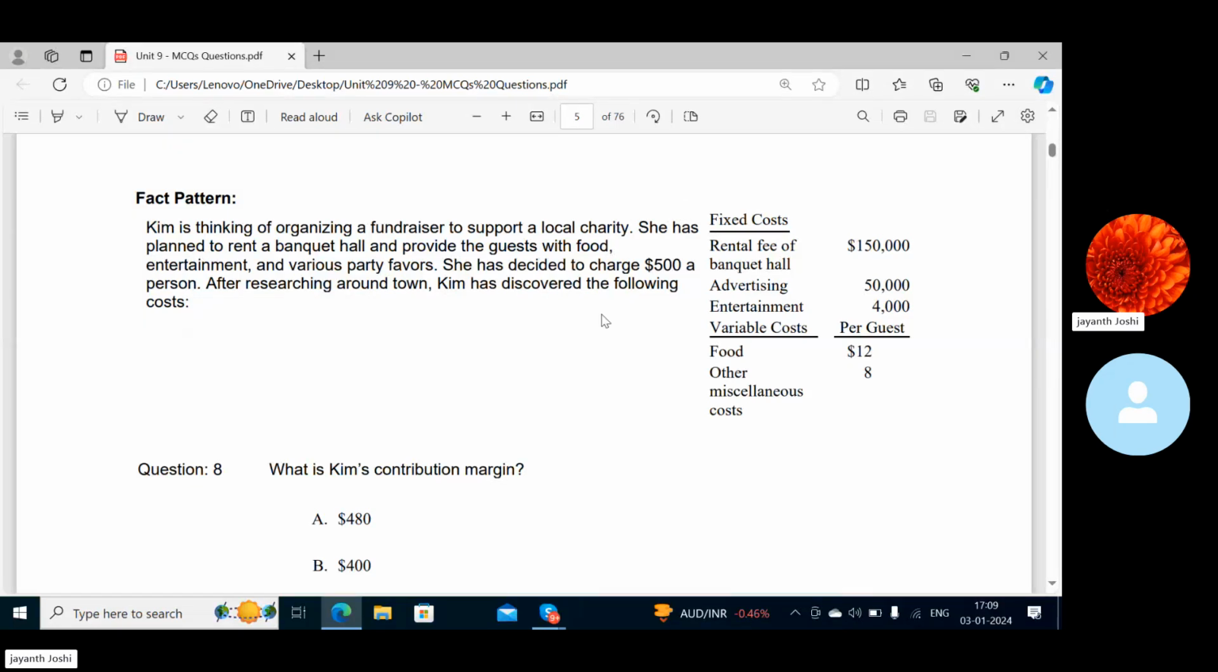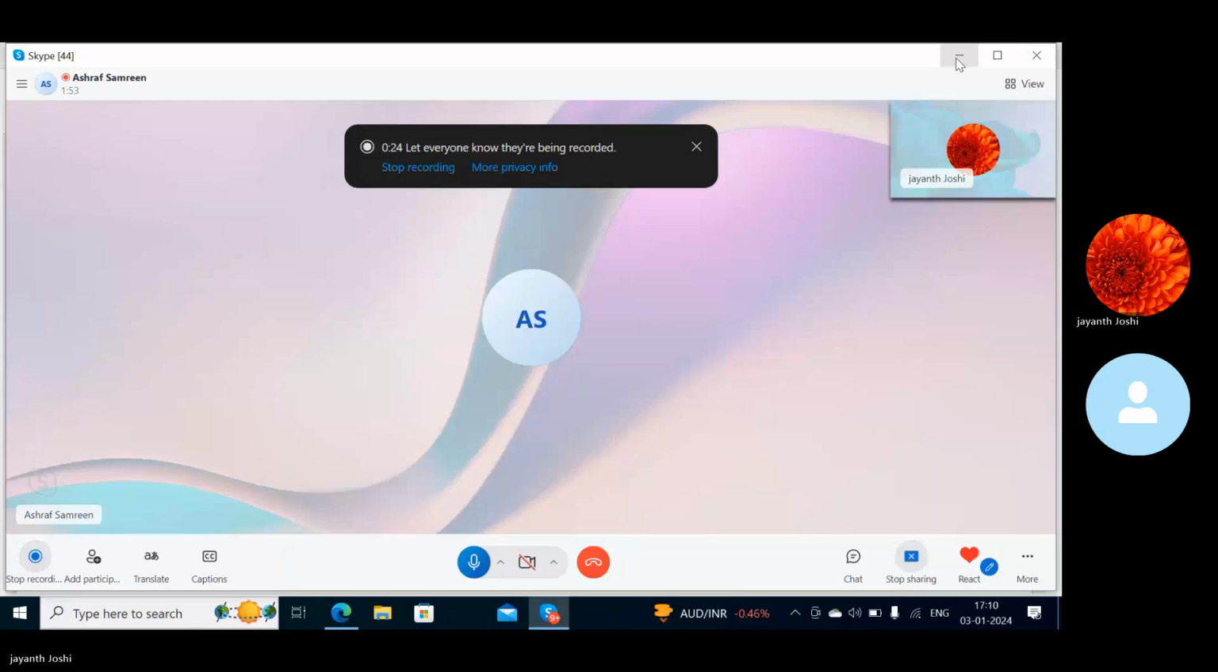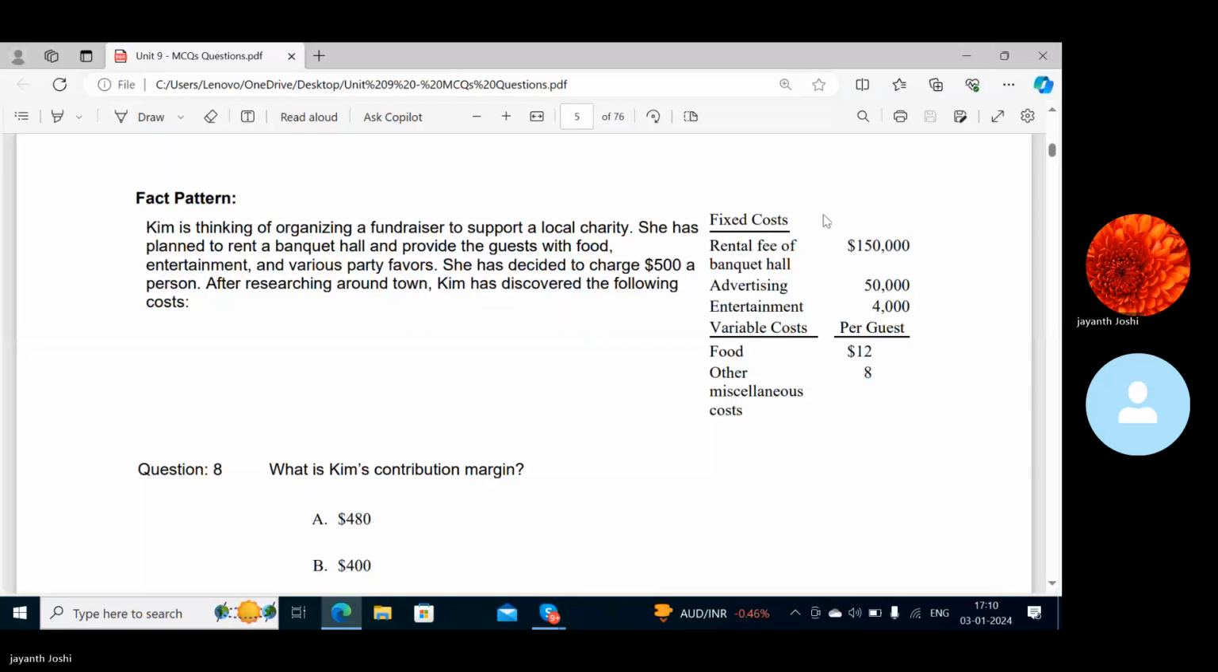Kim is thinking of organizing a fundraiser to support a local charity. Okay, and has planned to rent a banquet hall, and the screen is not visible. Just a second. Can you see the screen now? Yes, sir. Is it visible? Yes, sir, visible.